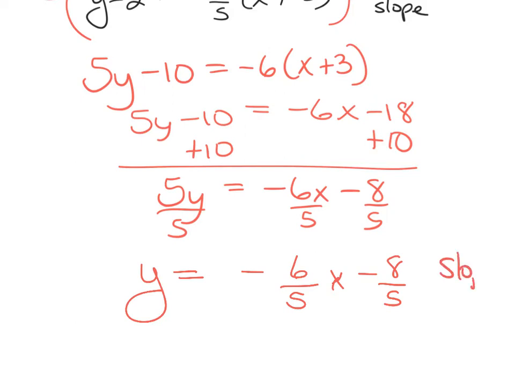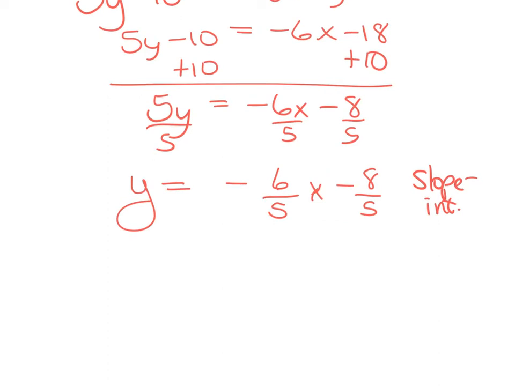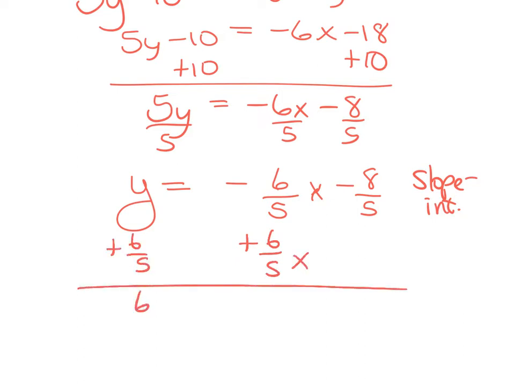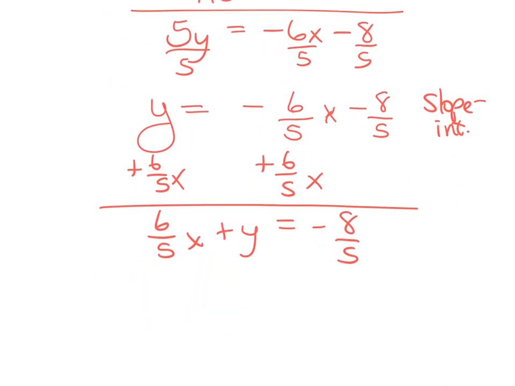This is slope-intercept form. Let's now change this into standard form. So if I go ahead and move the 6/5 x back, 6/5 x plus y equals negative 8/5. And again, I can multiply everything by 5 and get rid of the fractions here. So 6x plus 5y equals negative 8.